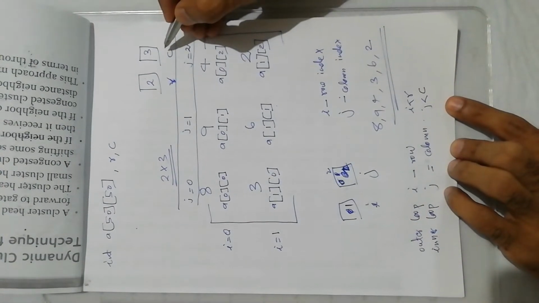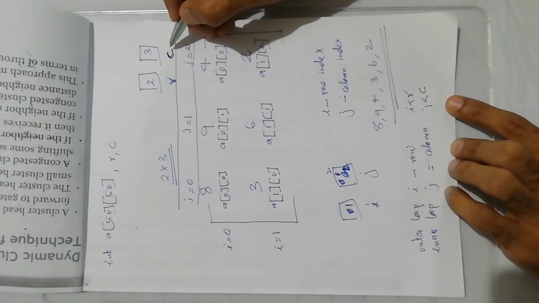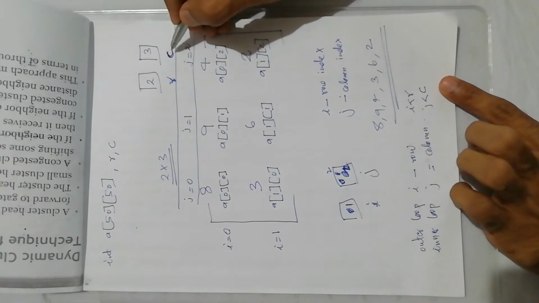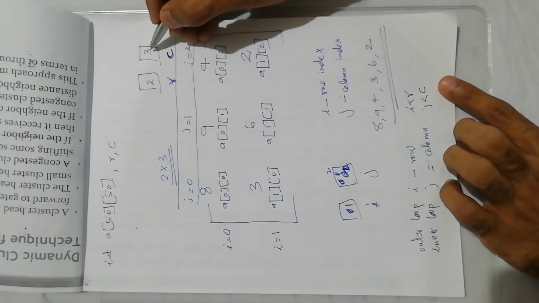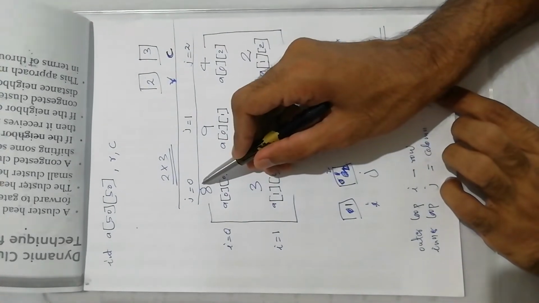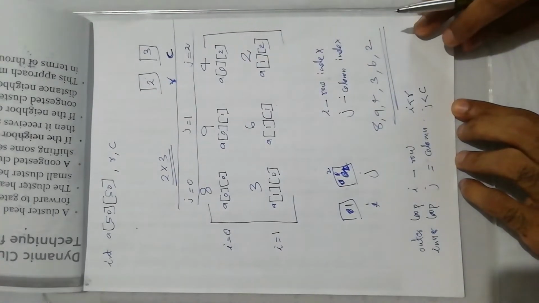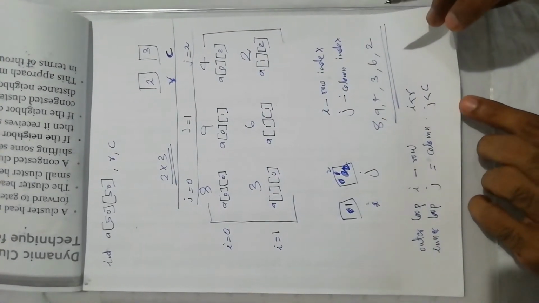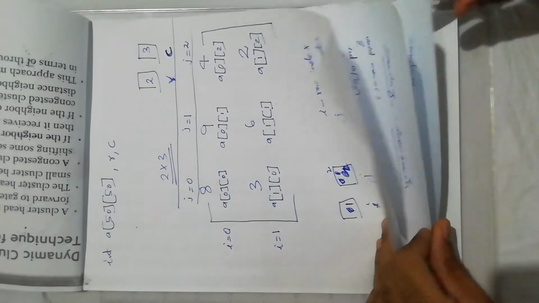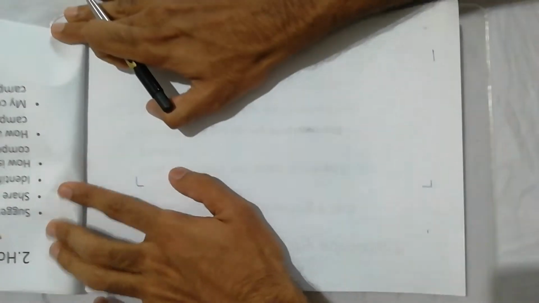C is the column count, the column limit. Number of columns, that is C. So J should be less than C. In this example, the value of R is 2 and the value of C is 3. So J should be less than 3. J becomes 0, J becomes 1, J becomes 2. It can only go up to less than 3. This is the concept of matrix. Now we are moving to the program.